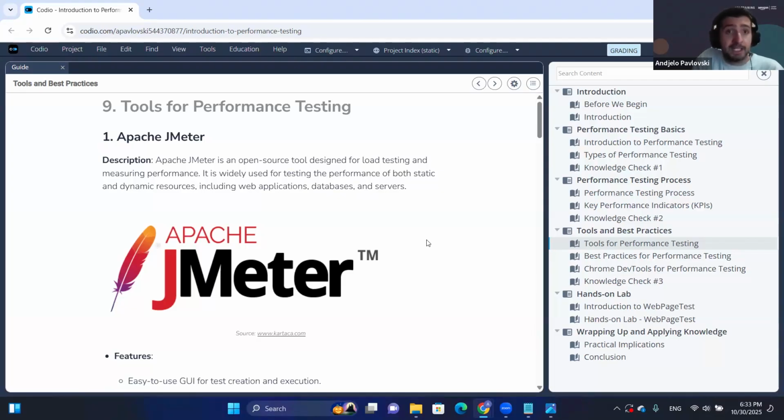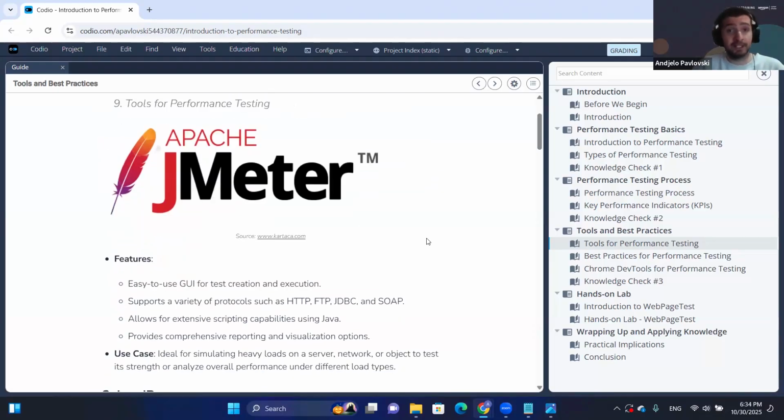It's open source. Its main and only purpose is performance testing. So you don't use it for anything else, basically. It is basically a GUI. It's very intuitive. It is something that we will learn in the hands-on performance testing lecture. So we will have the opportunity to work with JMeter. It has a very good support for many protocols.